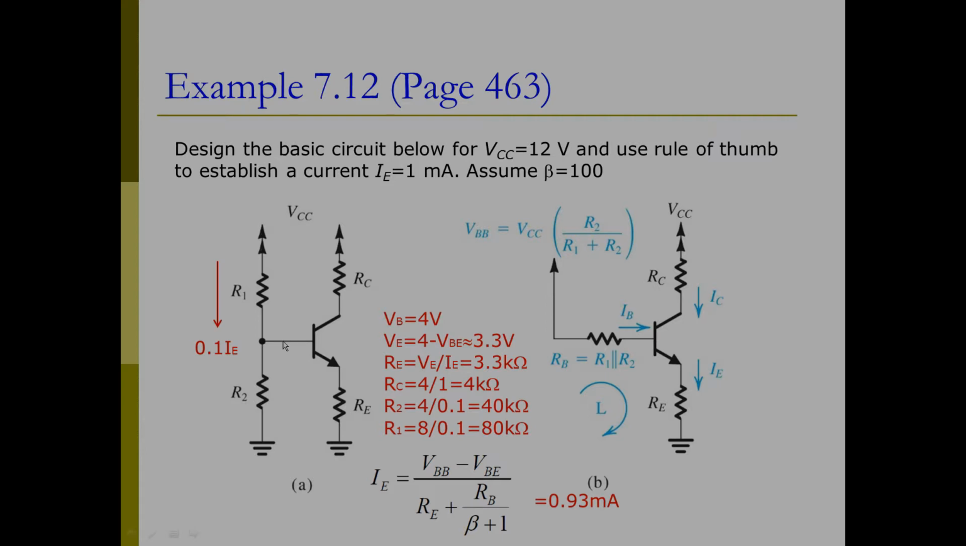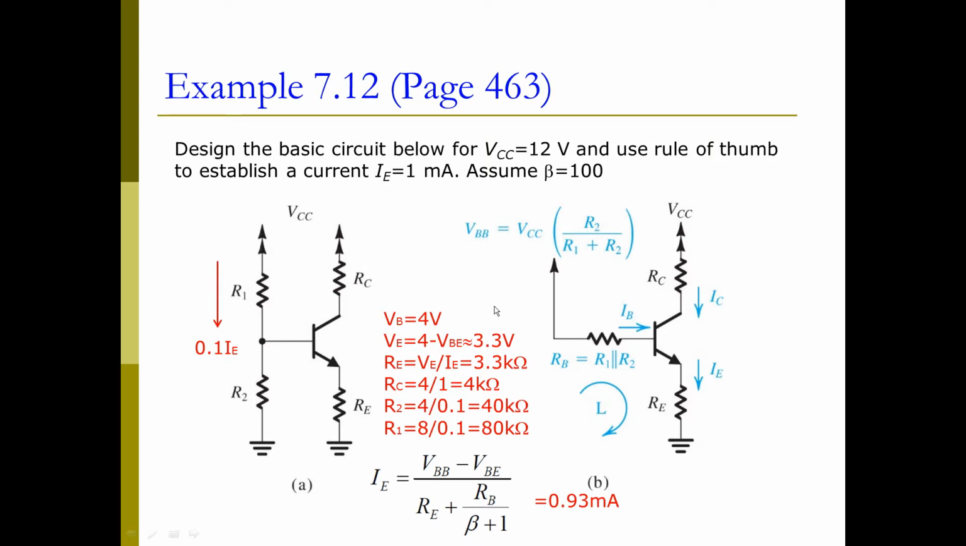Assume we can ignore the current into the base, because beta is about 100, and the base current is 100 times smaller than the emitter current. And if we use a rule of thumb to apply 0.1, or 10%, of the emitter current through this voltage divider, the base current is still much smaller than the voltage divider current. If we ignore this base current, we can easily get our VBB or VB voltage, that is about 4 volts. 1/3 of 12 gives us 4.